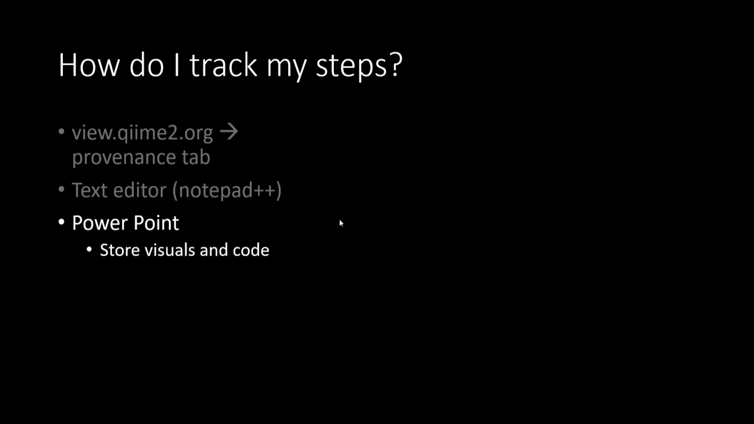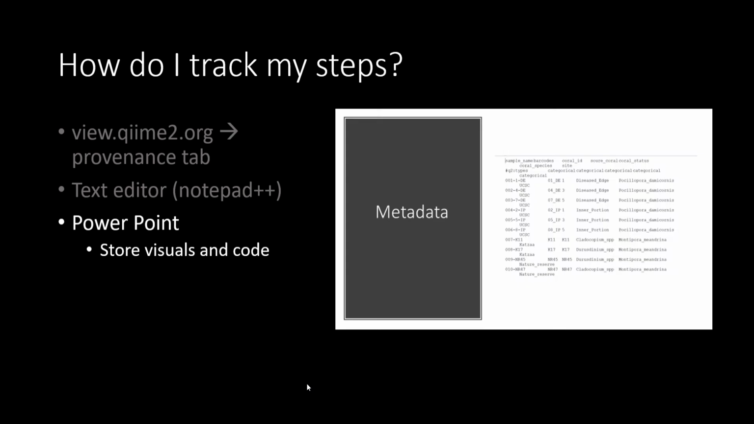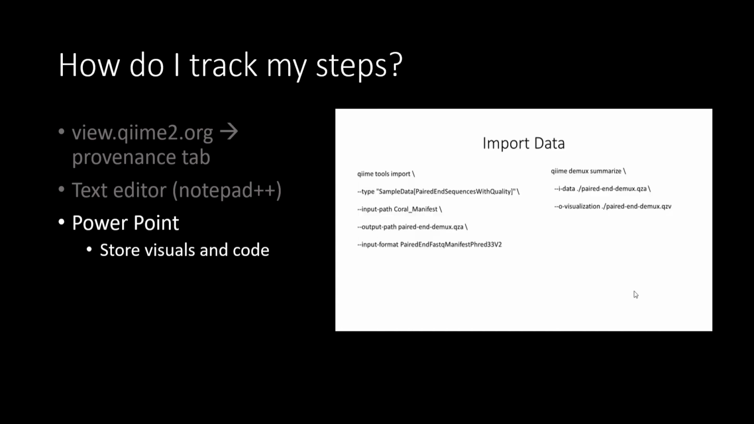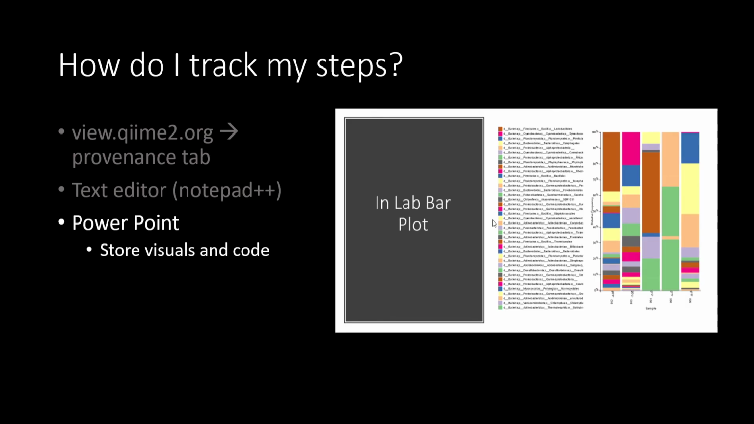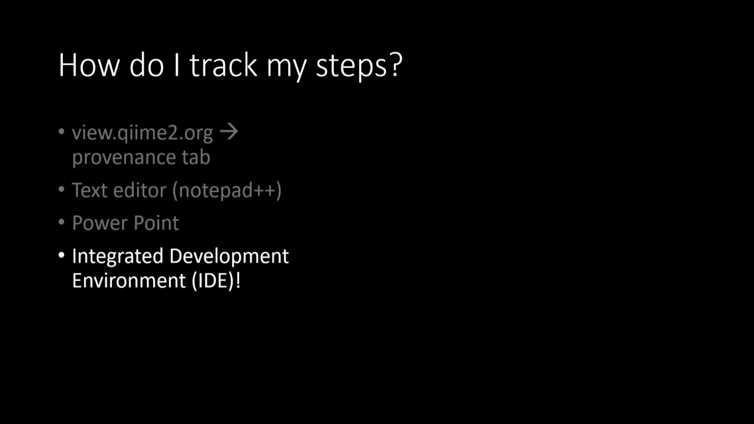The other one would be to actually use PowerPoint, and this is what I did with my students over the summer. I had them record their steps in PowerPoint, take screenshots of the different files. So this is the metadata file that I'm showing here. Then they took screenshots of the commands they used to do the import data function to show us the quality of the different reads. So we can see that the quality here is fairly good up until about 140 where you start to see it drop off. And so that is stored in a PowerPoint file. And they can also show you through PowerPoint the actual outputs, so the visuals without needing to use view.qiime2.org.